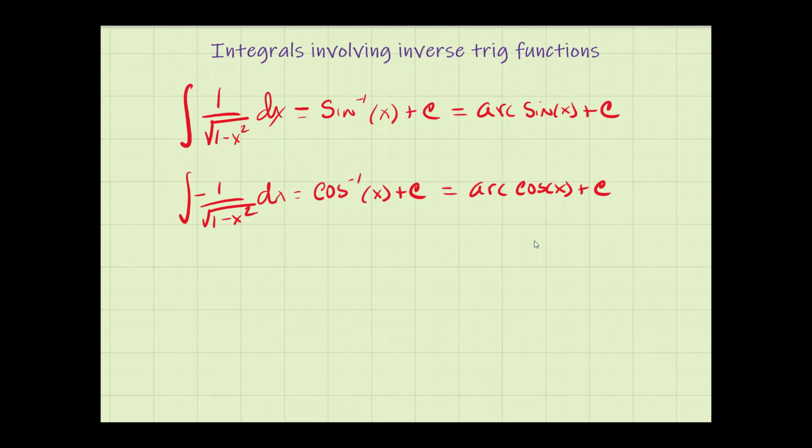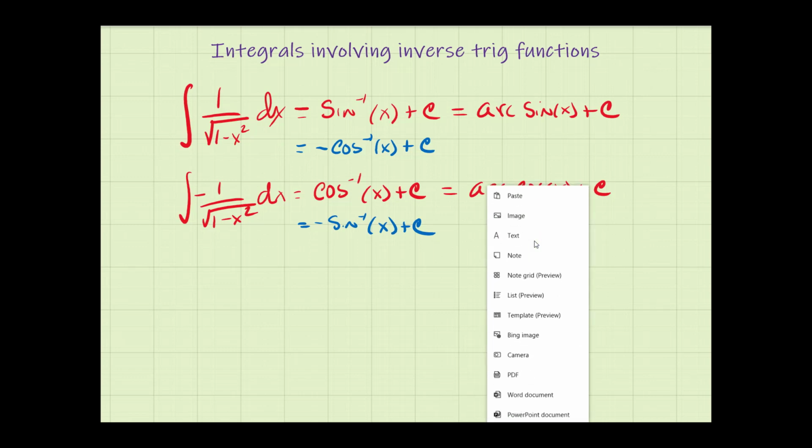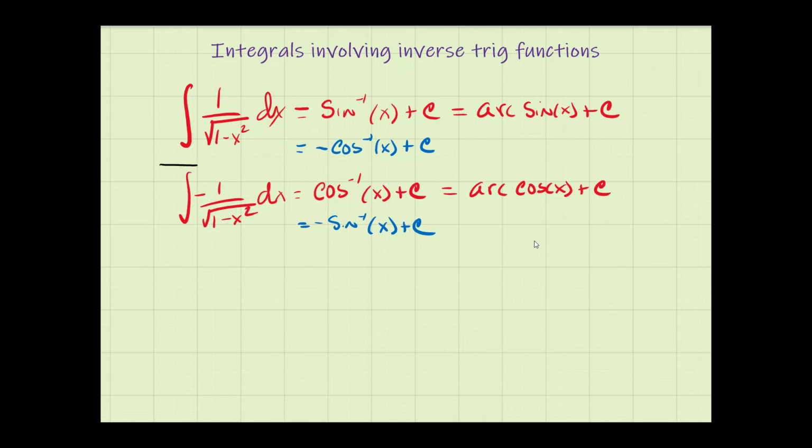But both of these have an alternative answer, because this could be the negative inverse cosine function, and this one could be the negative inverse sine function. So those are some things you need to keep in mind. Just a little food for thought as you think about these two antiderivatives: because of the nature of the inverse sine and cosine derivatives of these forms, you could get both answers.